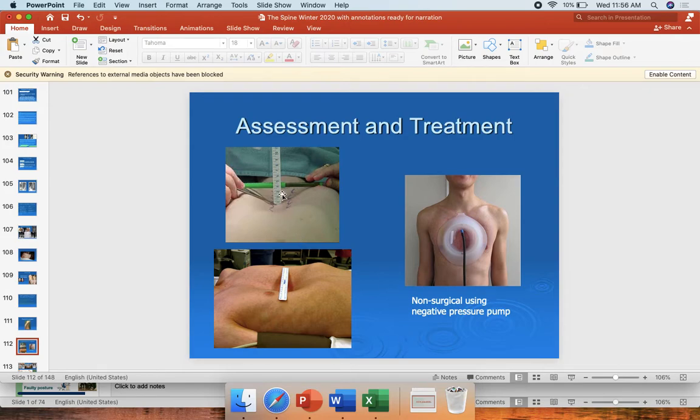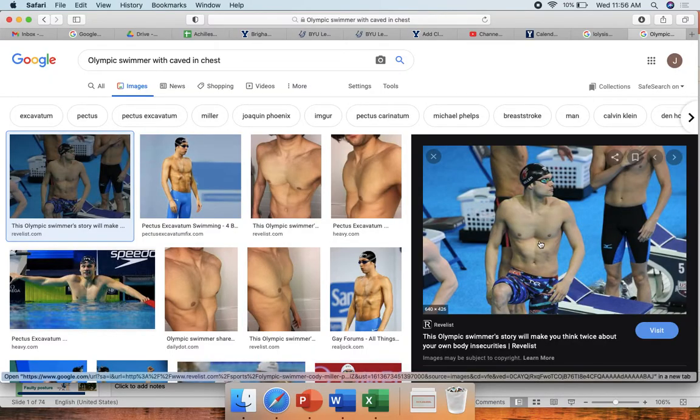So the assessment and the treatment, they can measure the depth of the pectus excavatum. You can see here, this is a non-surgical option with the pressure pump. I want to bring up this individual. I remember watching the Olympics a few years back and actually seeing this individual and going and looking more into them. So this is an individual that experienced pectus excavatum with a sunken-in chest.